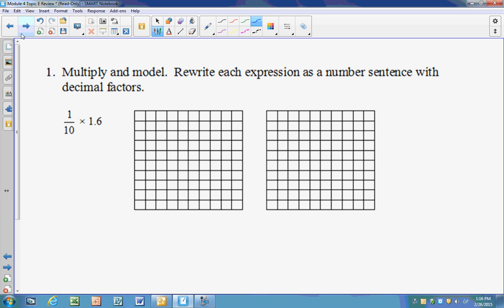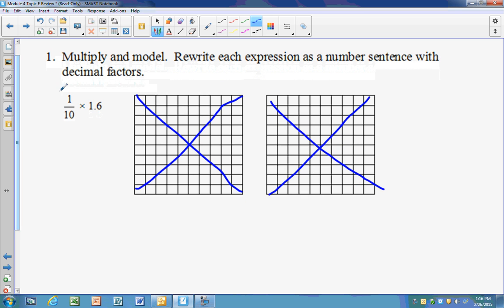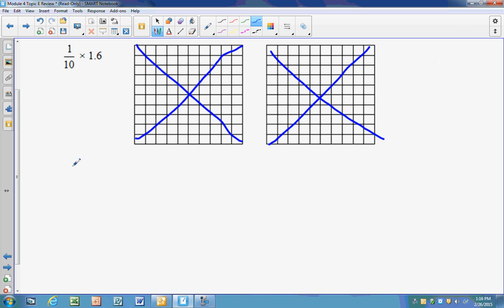Okay, our next question says to multiply and model. We're going to take this part out of your test or your quiz so you can get rid of the modeling here. I'm just going to cross it out and rewrite each expression as a number sentence with decimal factors. I'm going to require that you do it with decimals and with fractions. So what we're going to do right down here is first we're going to write this as fractions, which would be 1/10 times, that shows 1 6/10.